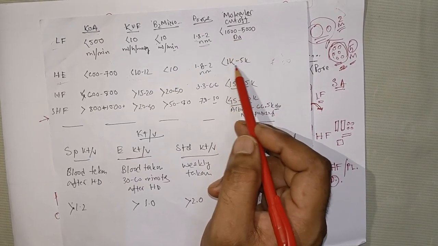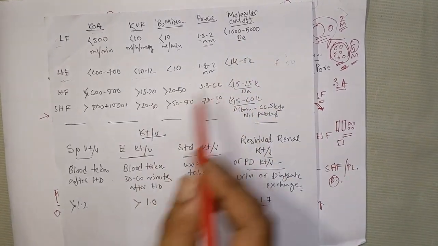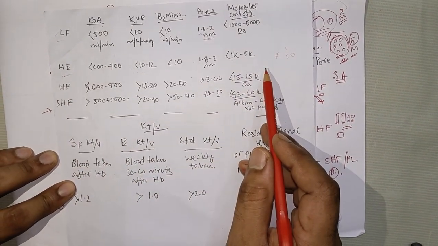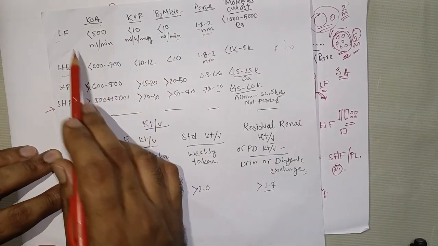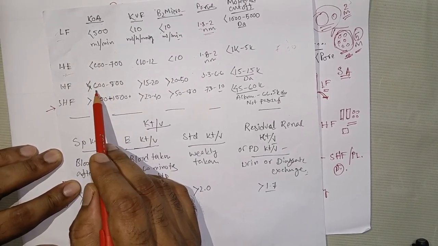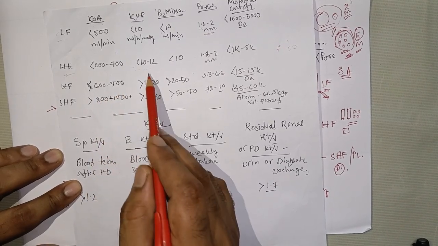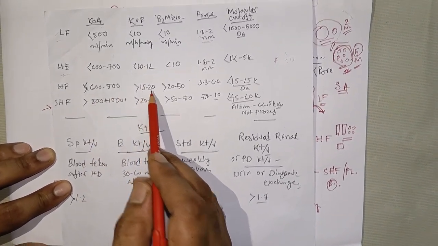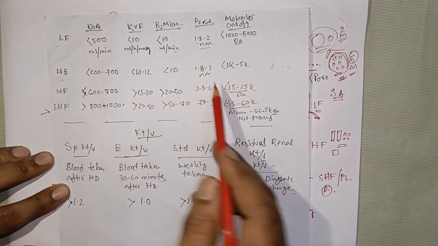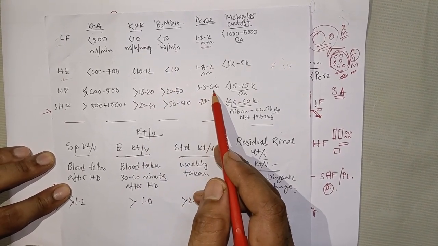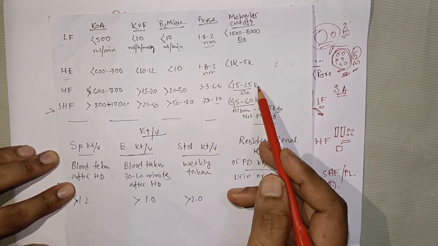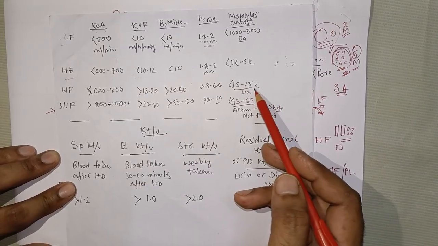Low flux dialyzer is 1K to 5K, meaning 1000 to 5000. High flux dialyzer, here high flux means pore size will be larger than low flux or high efficiency dialyzer. So the KOA will increase from 600 to 800. KUF will also increase to 15 to 20. Beta 2 microglobulin clearance will be 20 to 50 ml per minute. Pore size 3.2 to 6.6, and molecular cutoff means molecules of 15,000 to 25,000 Dalton will be removed.